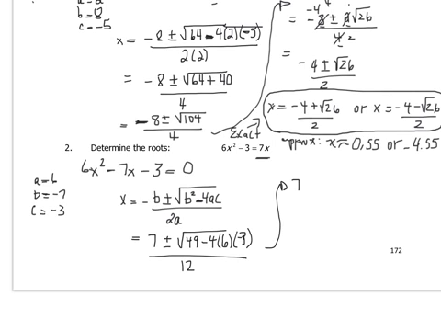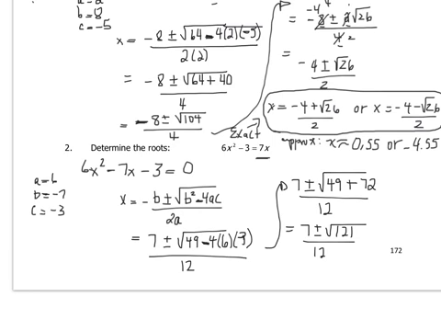All over 2a is going to be 12. So that's going to give you 7 plus or minus the square root of 49. Again, you have two negatives being multiplied, so it's going to be negative 4 times 6 times negative 3, so it's going to become plus 24 times 3 is 72, all over 12. So again, they're not real nice answers here. So it's going to be 7 plus or minus the square root of 49 plus 72, which is 121. Oh, this one works out nice. All over 12, which gives you 7 plus or minus 11 over 12.